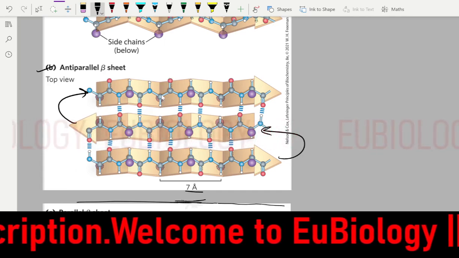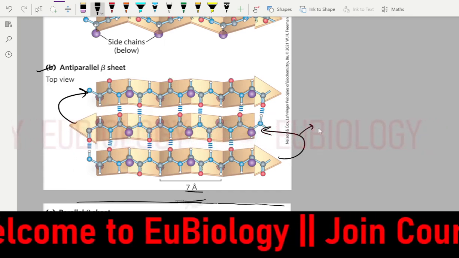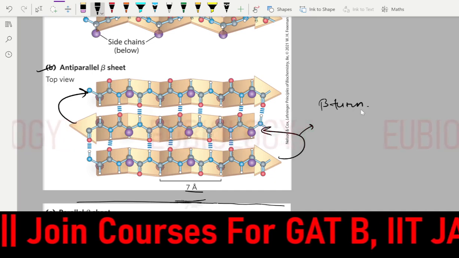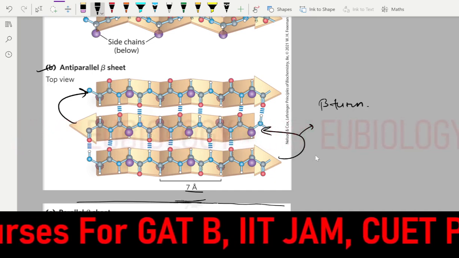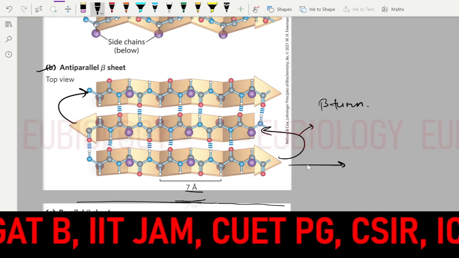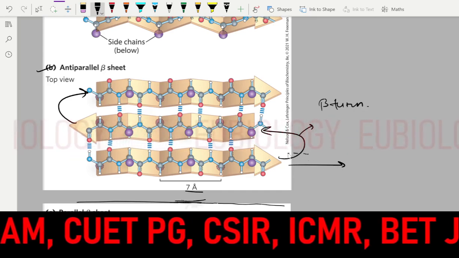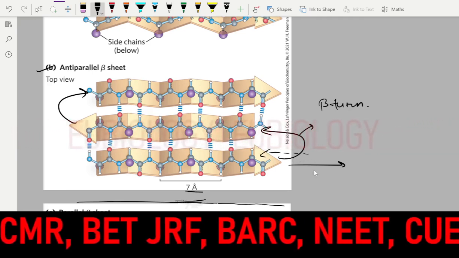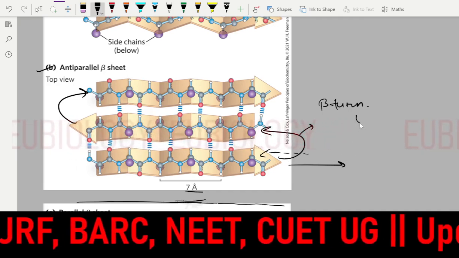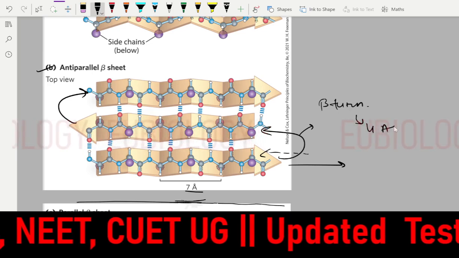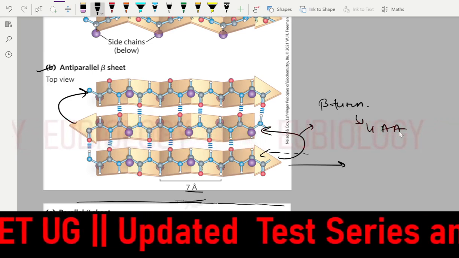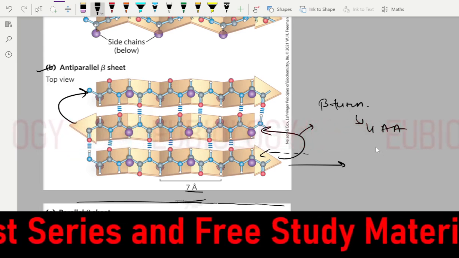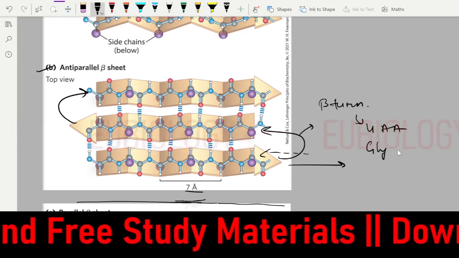This is the beta turn, and it contains the following important things. It is just a 180-degree turn. It is going in this direction, and another turn is going in the opposite direction like this. See, this is a 180-degree turn directly, and it involves four amino acids. Which are these four amino acids? They can be anything, but mostly they will contain glycine and proline.